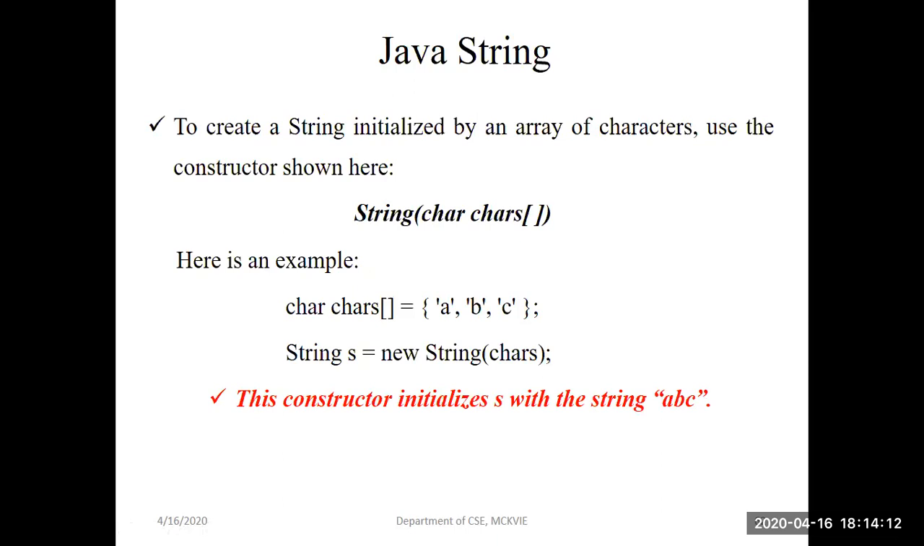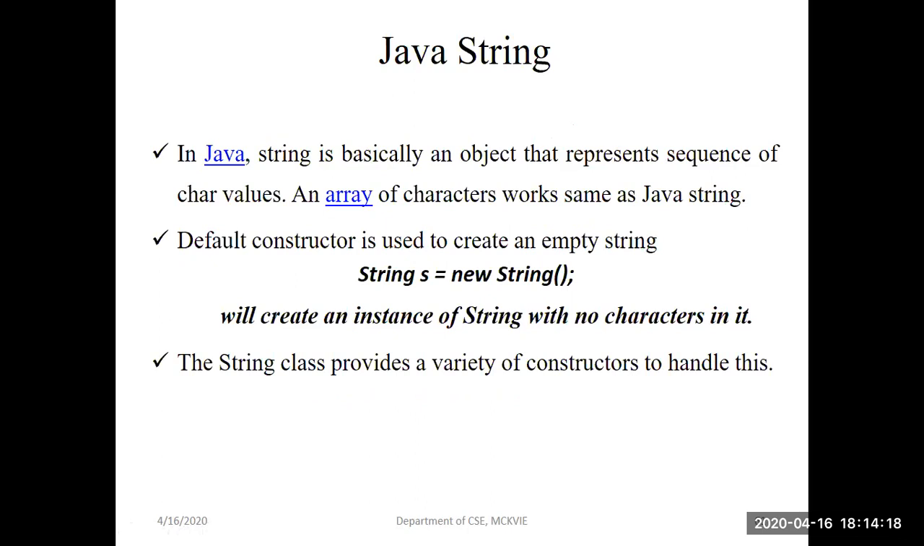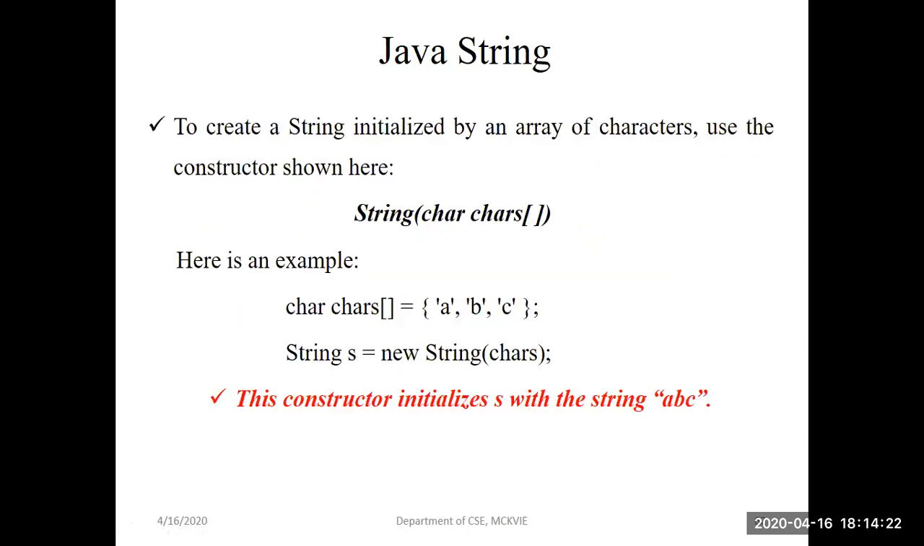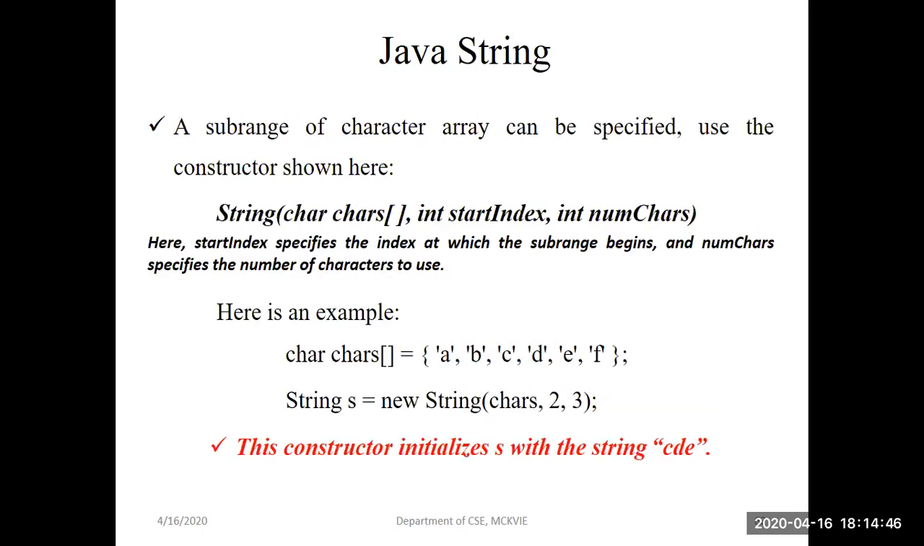So this is the second variation of the String constructor. First one is the parameterless, which basically creates an empty string. The second constructor basically creates a string by considering the characters which we passed as a parameter to the constructor. We are passing a character array as a parameter to the constructor. Third, a sub-range of a character array can be specified. Use the constructor shown here.